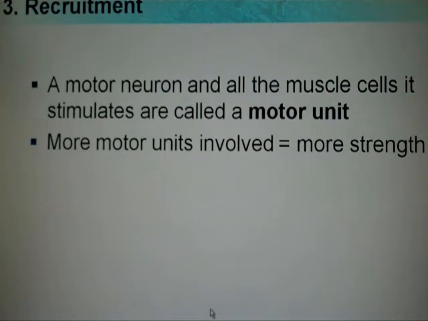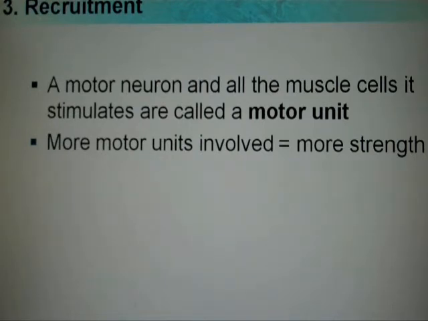So we have ATP present. We need energy for our muscles to contract. We need optimal length-tension relationships. We need to be able to recruit a maximum number of motor units. Alright, so let's see what a motor unit is. It's a motor neuron and all the muscle cells that are connected with it.